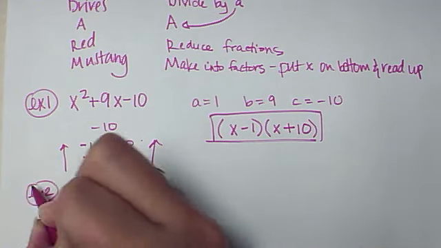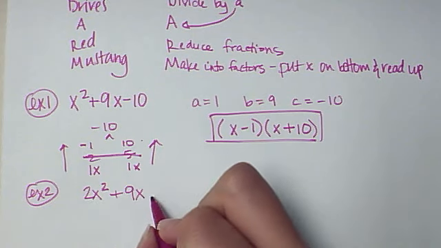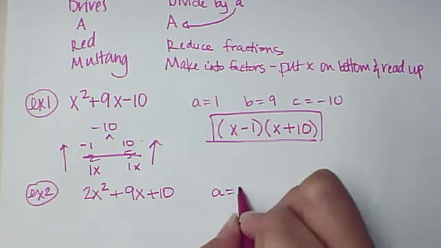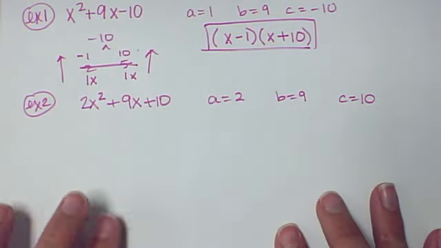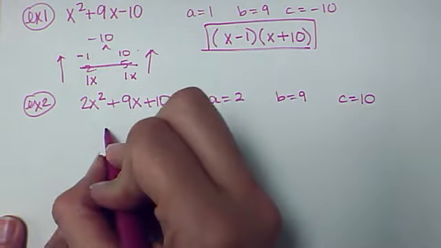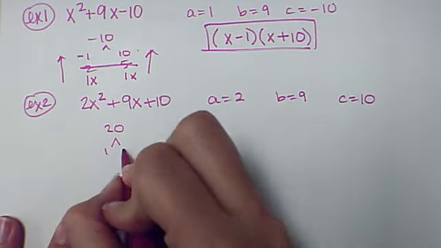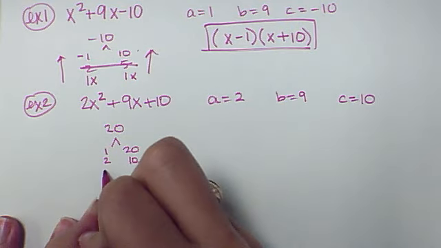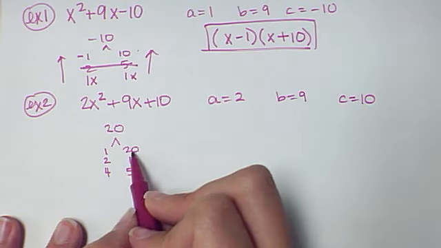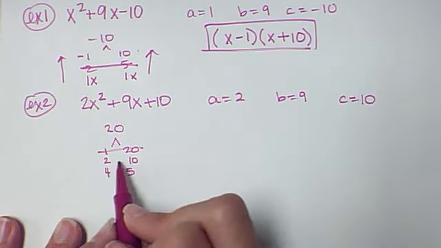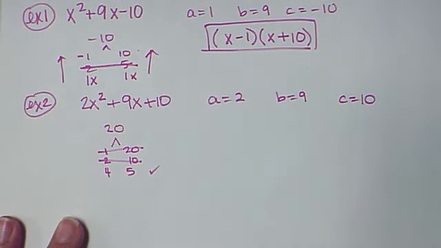Let's look at another example. Example number 2. 2x squared plus 9x plus 10. Our A is 2, our B is 9, and our C is 10. I'm going to do M, multiply A times C. 2 times 10 is 20. What multiplies to 20 and adds to 9? Well, 1 and 20, 2 and 10, nothing times 3, 4 and 5. 1 plus 20 is 21. That won't work. 2 plus 10 is 12. 4 plus 5 is 9. Good. That adds to get my B. So that's the factor I want to use.